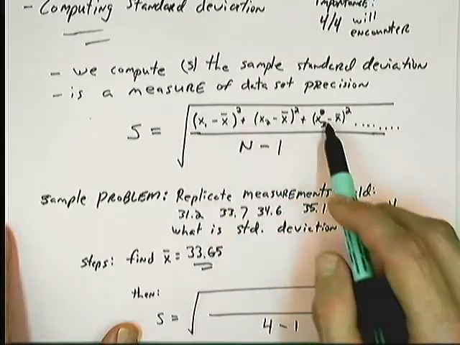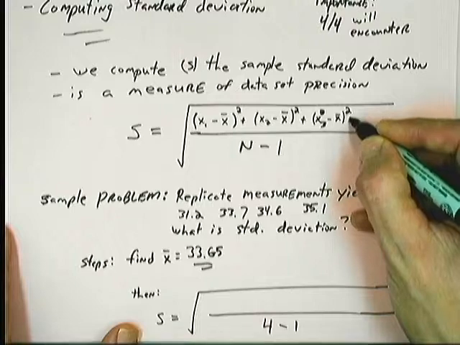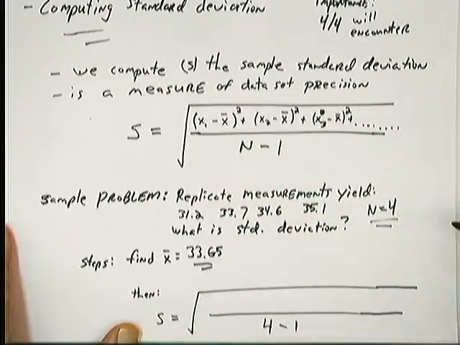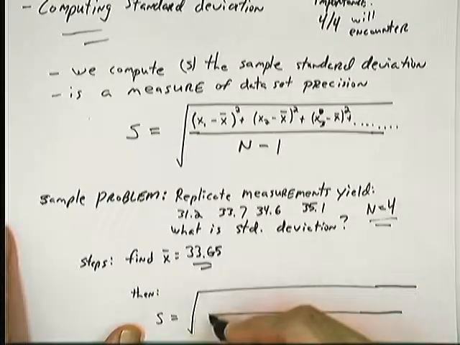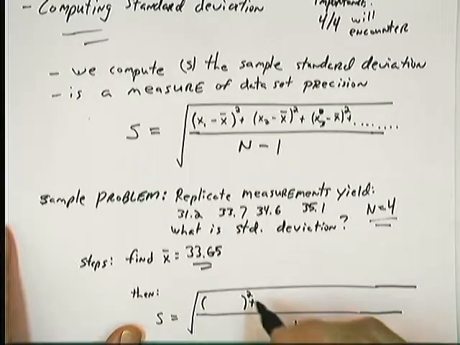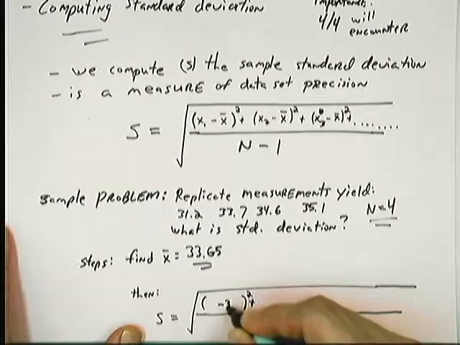I've only written 3 here, but that essentially means that sum is going to continue until you have one of these squared terms for every data point in your data pool. The reason for that is because what the equation for standard deviation tells us to do is, of course, add together the squares of the deviations from the mean. What does that mean?